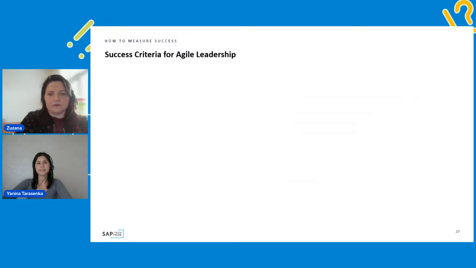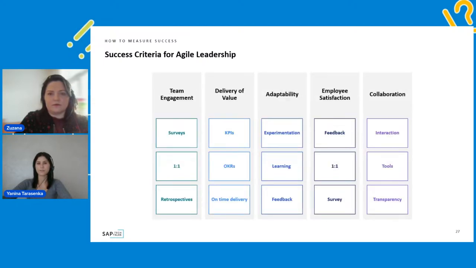Let's now check what success criteria for agile leadership we can suggest. You can measure a lot of areas and use different techniques. So first of all, you can measure team engagement. You can assess team engagement and motivation through surveys, conversations, one-to-ones, retrospectives. And here you need to look for signs like high morale, collaboration, and ownership. After that, we can also measure delivery of value. And for measuring this area, we can track KPIs like customer satisfaction, on-time delivery, number of features delivered per iteration, and focusing on delivery, of course, of high quality products and services that meet customer needs.